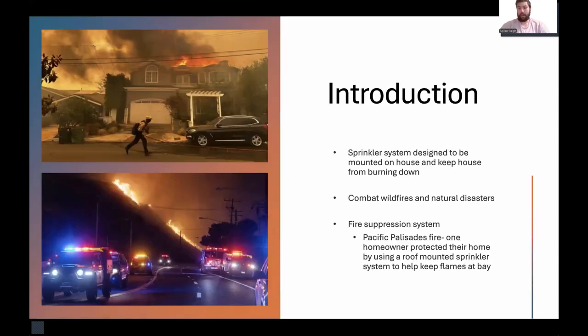To introduce our topic, we're first going to be looking at what we're going to be designing. That is a sprinkler system, which is meant to be kept on a house in the event of a natural disaster, such as a wildfire. The inspiration comes from the Pacific Palisades. Recently, a family had to protect their house by utilizing a similar system, and they were in fact able to keep their house from burning down. So that's why I want to design a system that can hopefully do similar things for people in a similar situation in the future.